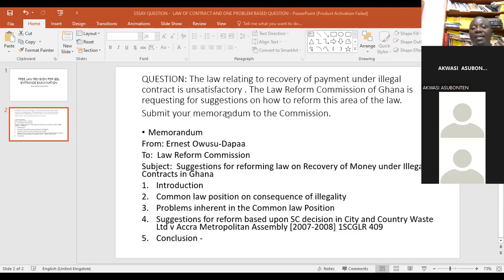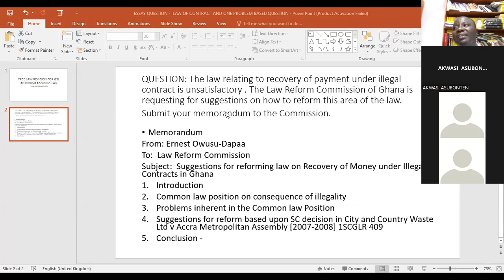You can cite some of those to illustrate. And then you go on to make the point that where the court has concluded at common law that a contract is tainted with illegality, then ordinarily speaking, the courts will not allow recovery of money paid under it.